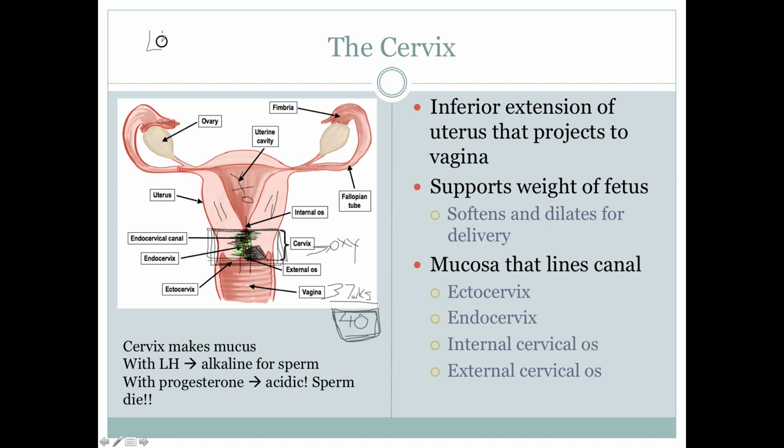So when LH is released, 3 things happen. We already know the first one. We know that it's ovulation. It drives the egg to be released. Ovulation. The second thing that happens is that it changes the pH.